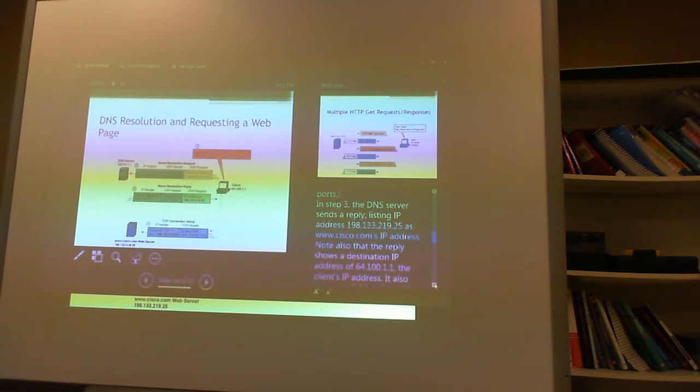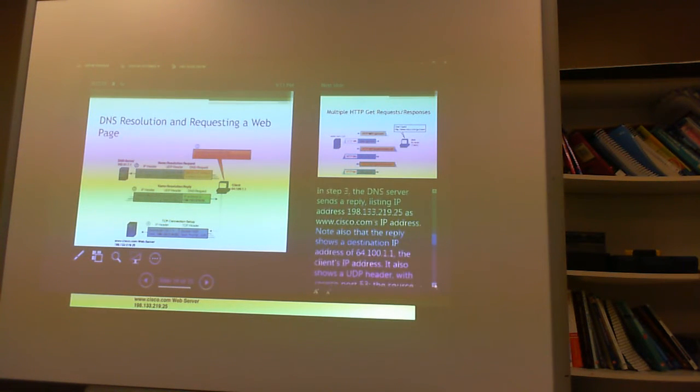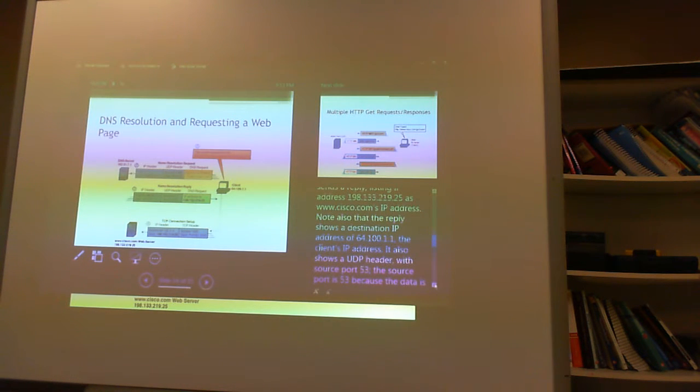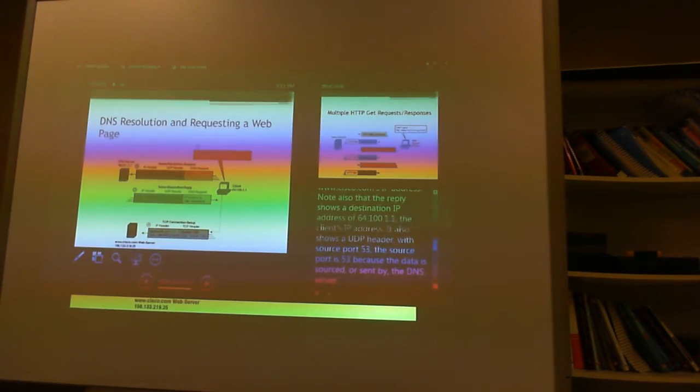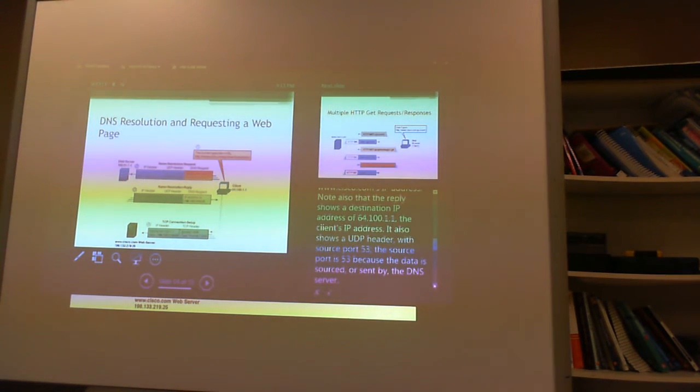Note that the reply shows a destination IP address of 64.100.1.1, which is the client's IP address. It also shows a UDP header with source port 53. The source port is 53 because the data is sourced or sent by the DNS server.